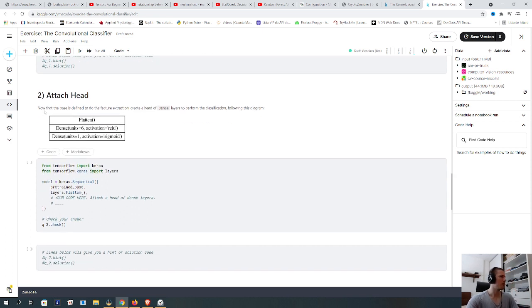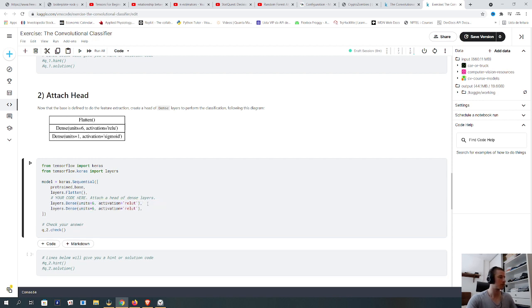Dataset. Now that the base is defined to do the feature extraction, create a head of dense layers to perform the classification, following this diagram. So it's pretty much like the other models from the introductory course. I can just do its activation. Oh, I'm not sure if I have to put an input here, but I don't think so. Sigmoid.